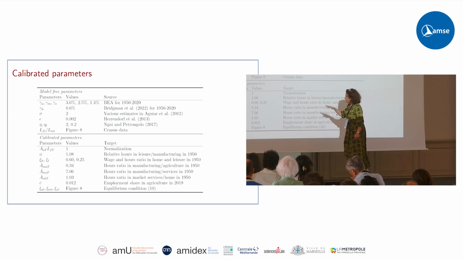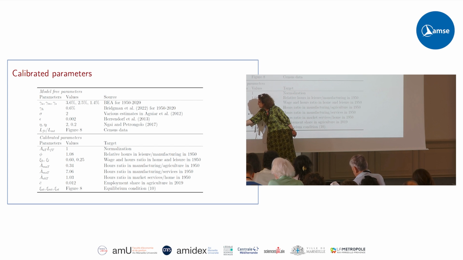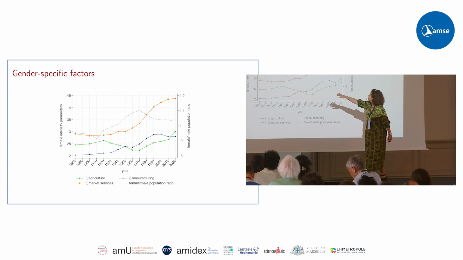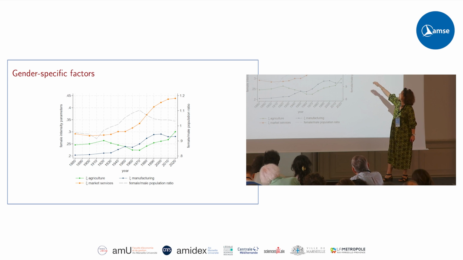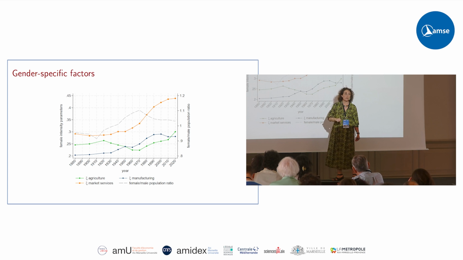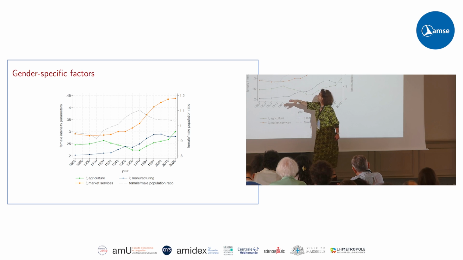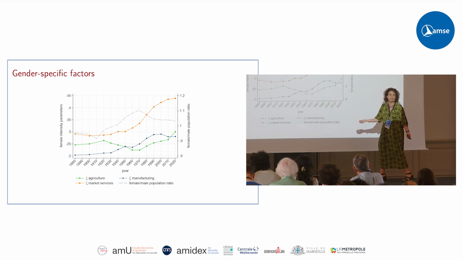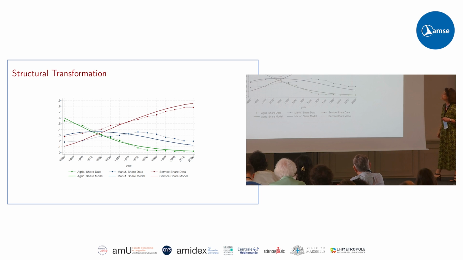Okay. The other interesting bit that I would like to show: these are the gender-specific parameters and their evolution over time. The orange one is the sector intensity in services, green is agriculture, blue is manufacturing. In line with other assumptions, gender intensity is highest in market services, and it's also increasing the most in market services. In manufacturing and agriculture, gender intensity is lower, as you would expect.